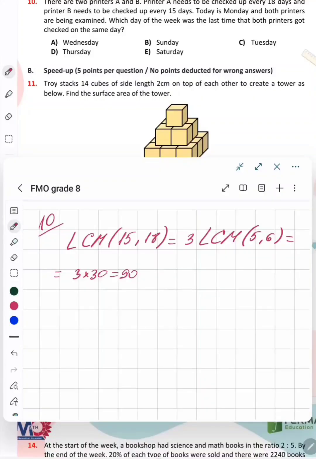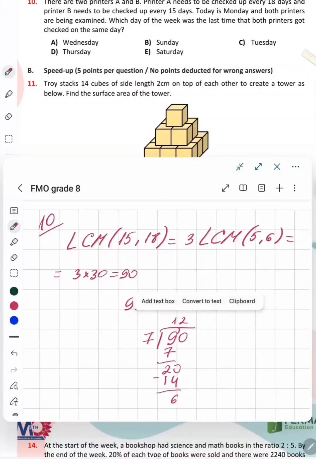How many weekdays back is that? So let's figure out 90 divided by 7, because there are 7 days in a week. We get 1 times 7. In 20 we have 2 times, so remainder 6. So we get 12 full weeks and a remainder of 6. It means that 90 days earlier is 6 days earlier in the week.